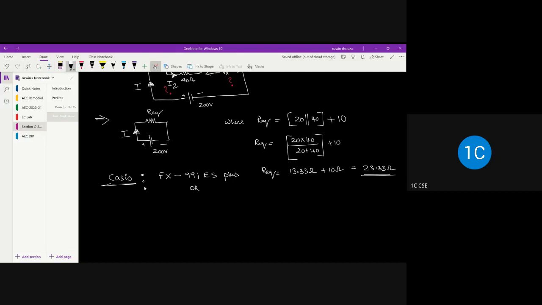Or you can even go for the same maker, Casio, with the model FX 991 EX. This is slightly costlier. You can compare the prices and decide. Either this or this, you go for it. Do not go for any other versions.